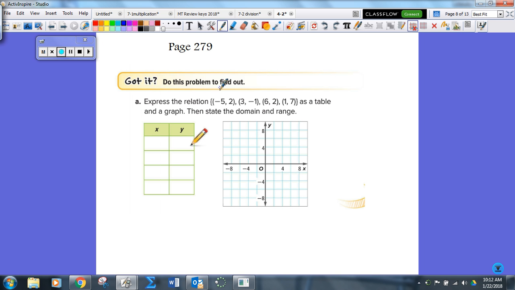On page 279, I'm going to do this problem with you, and then I'm going to ask you to do the next problem. Express the relation as a table and a graph. So as a table, I'm just writing those points in the table: -5, 2; 3, -1; 6, 2; and 1, 7. As a graph, I'm just plotting them. So -5, 2; 3, 1, because notice their scales by 2; 6, 2; and 1, 7.